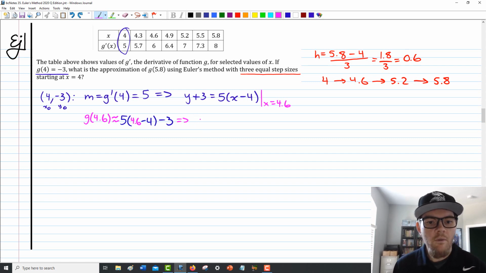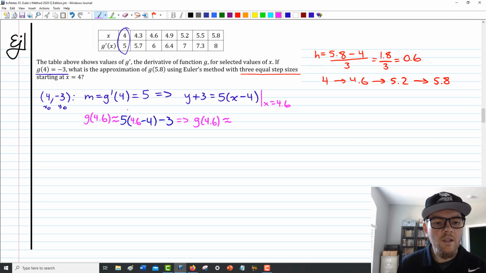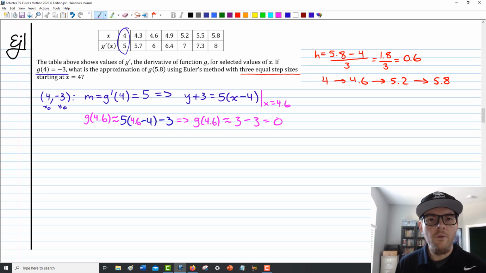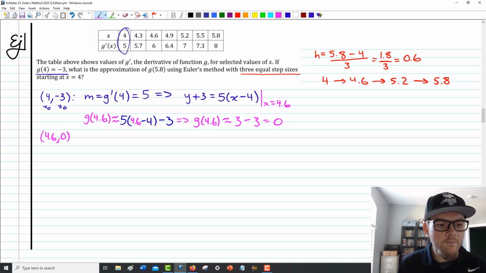I keep wanting to say f. I want g of 4.6 is going to be approximately equal to, it looks like 0.6 times 5, which is 3, minus 3, which is equal to 0. So interestingly enough, we get 0 out as our value. But that's no matter. We're now at the point 4.6, comma 0. That's going to be x sub 1 and y sub 1.